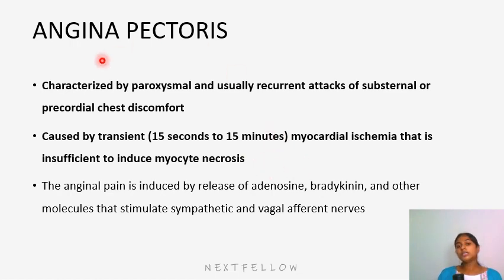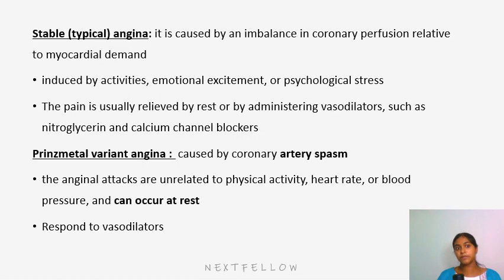Remember that. This angina pectoris can be of three types: one is stable, unstable, as well as Prinzmetal. We'll see in the upcoming slides. So coming to stable angina, here the anginal pain is caused by the imbalance in the coronary perfusion relative to the demand of the heart. This can be induced by activities, emotional excitement as well as psychological stress.